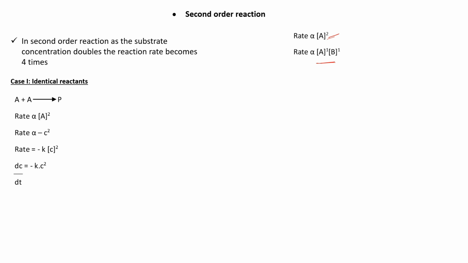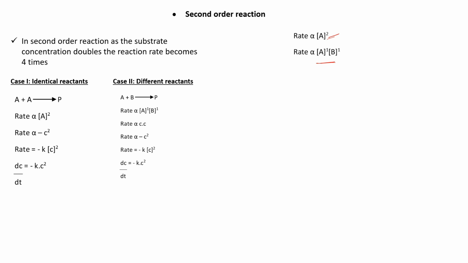So case 1, if the reactants are identical, so here we can see A plus A is giving product. So rate depends upon the concentration of A, because two molecules are participating, so square. So here rate is proportional to minus C square, minus because as the time increases, the concentration of reactant will decrease. So rate is equal to minus K into C square. Rate is dC upon dt is equal to minus K into C square.